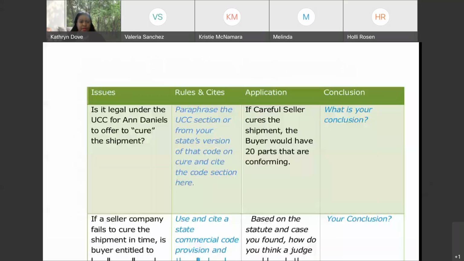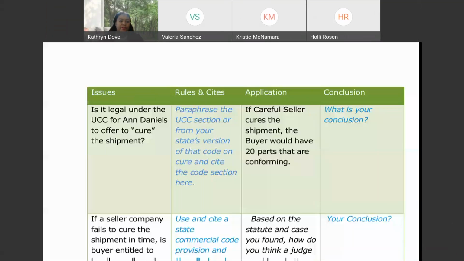Excellent. So this is helping us to learn how to use the IRAC method. IRAC is an acronym in which each letter stands for a word and a concept. When we're doing our legal analysis, we want to first identify the issue, find the rules, and then apply them to the scenario to reach a conclusion.